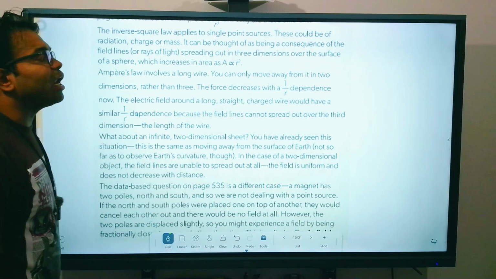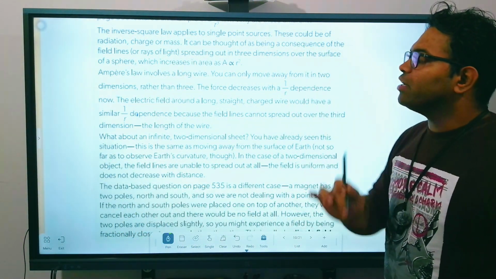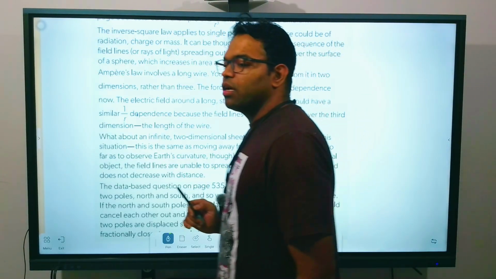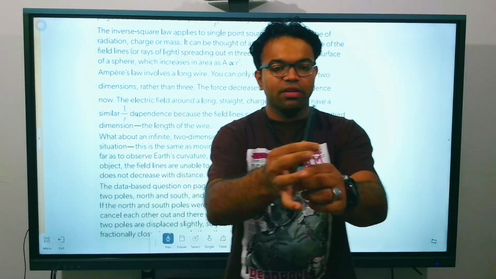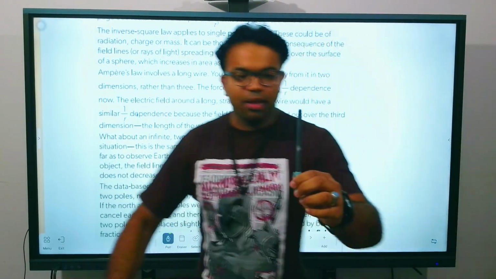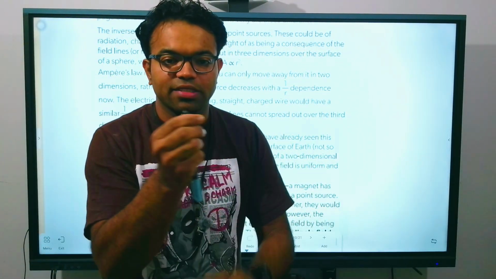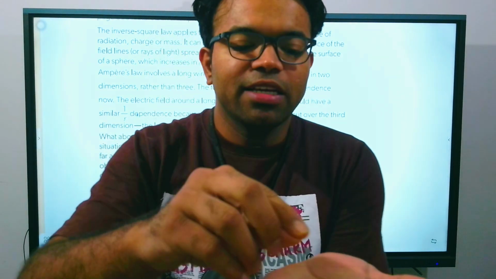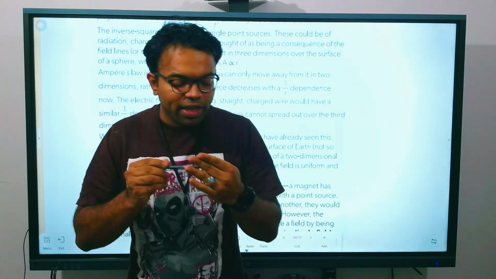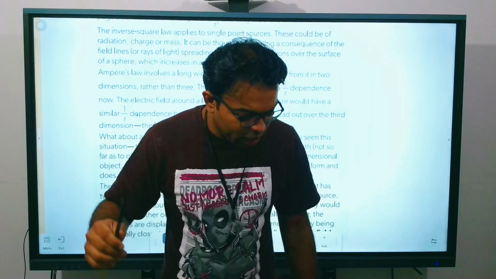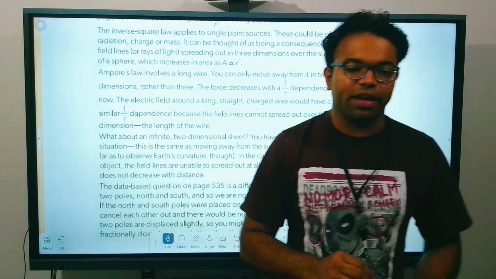Ampere's law involves a long wire. You can only move away from it in two dimensions rather than three dimensions. Because see, in a point charge, if this is a point charge, I can move like this, like this, like this, and I can even go on top of it because it's a single point charge. Understood? But if I have a wire like this, I can only move in two dimensions. I cannot move in three dimensions with respect to this wire.